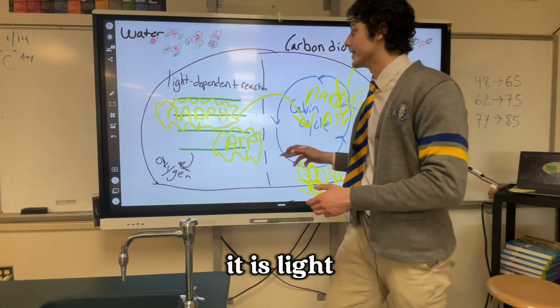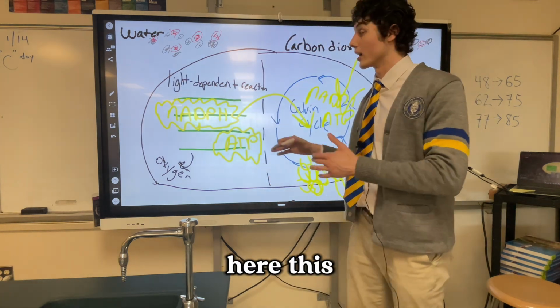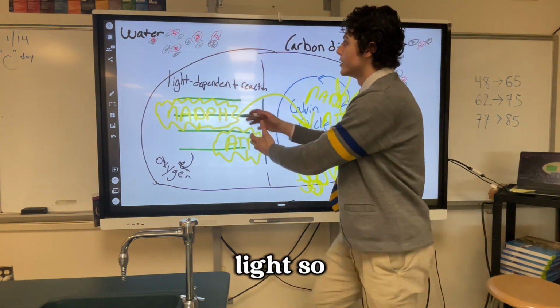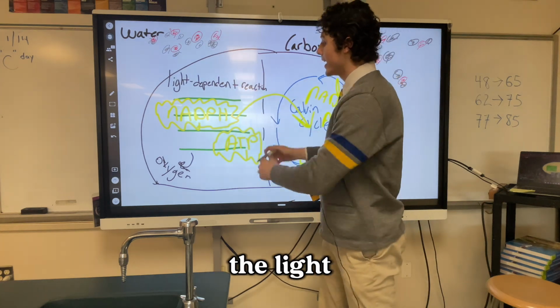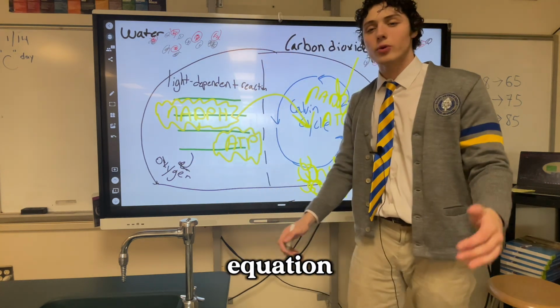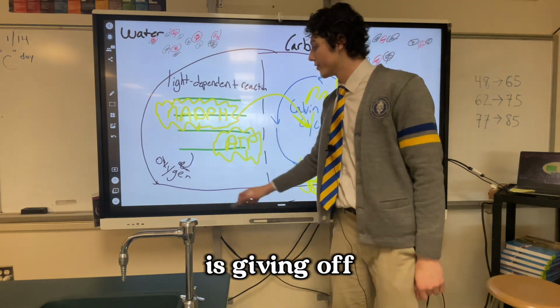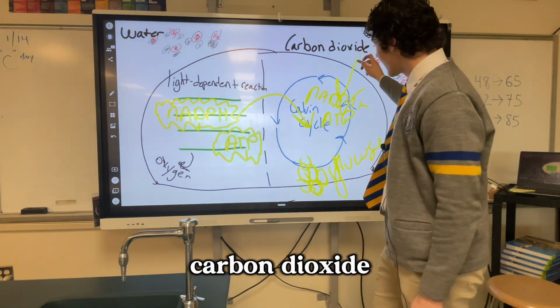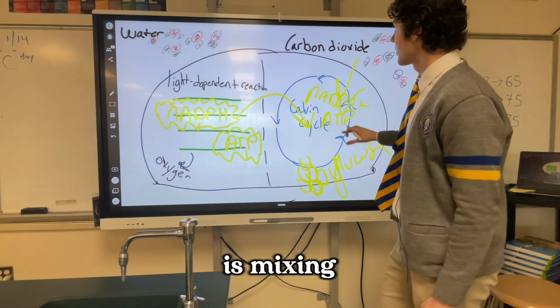Whoa. It is light dependent. That's the most important part here. This whole thing is dependent on the light. So this water is mixing with the light, and it's giving off that oxygen. So think of that equation. That H2O is giving off the oxygen, and this carbon dioxide is mixing and forming the glucose.